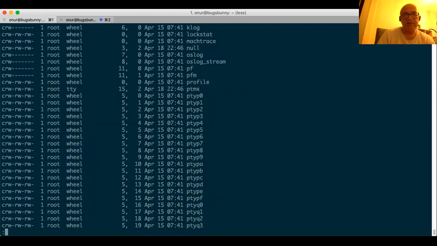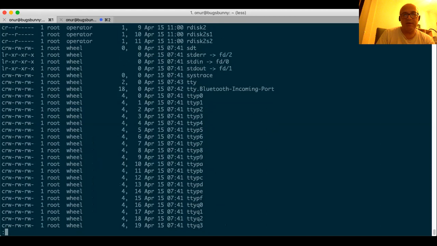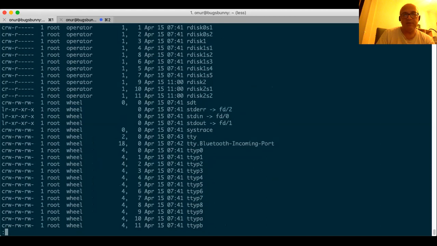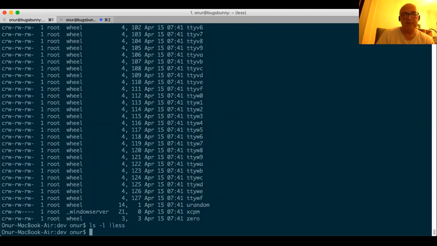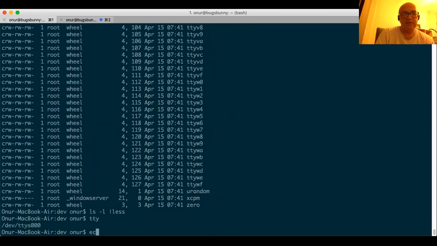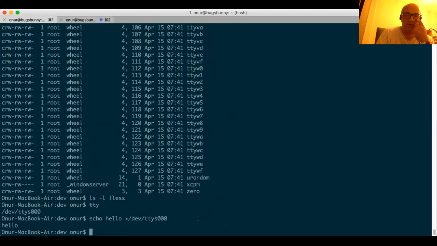And you will see a sequence of such devices. Some of them are TTYs, some of them are pseudo devices. But the idea is, for example, when you write something to this TTY S000, you actually write to the kernel.